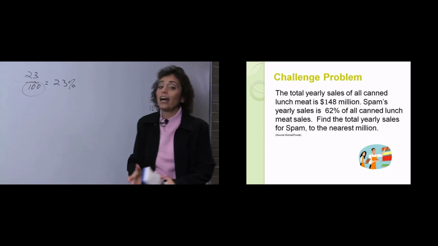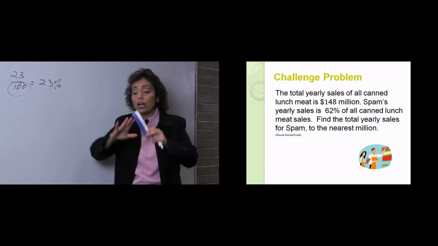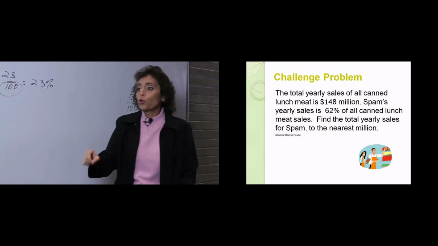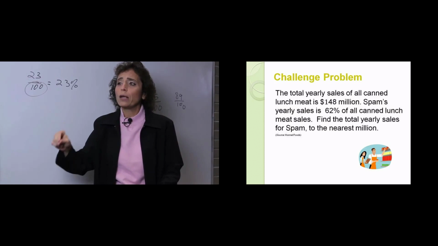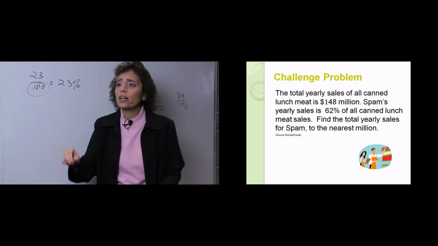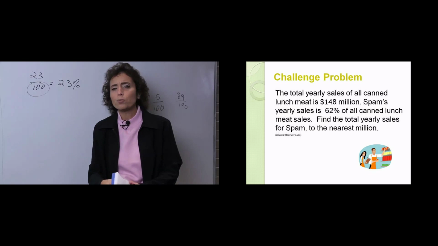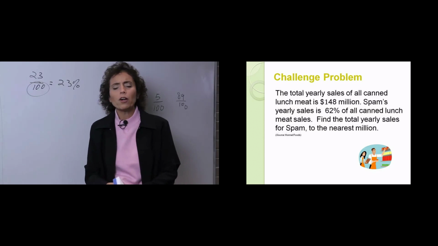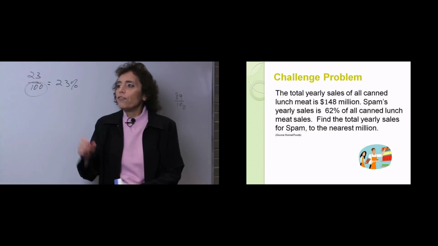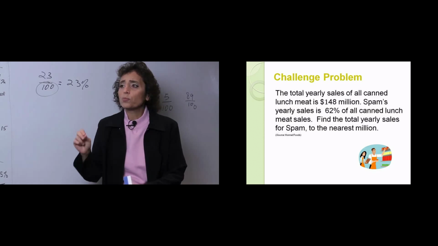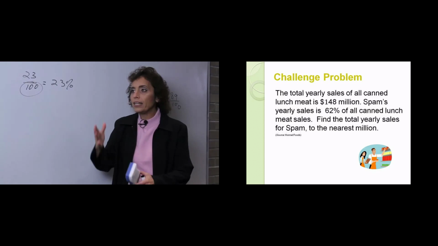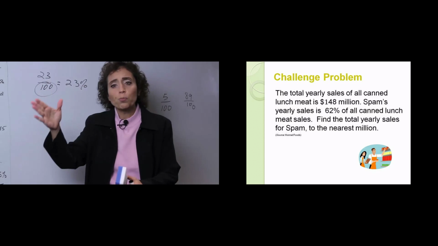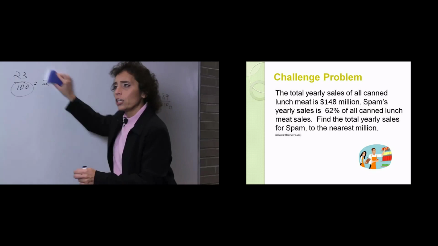Now look, we have a lot more words here. The total yearly sales of all canned lunch meat is 148 million. Spam's yearly sales is 62% of all canned lunch meat sales. Have you ever eaten Spam? Is Spam even on the market anymore? Anyway, find the total yearly sales for Spam to the nearest million. That takes us to a whole new type of problem. Now we have to take 62% of all canned lunch meat.